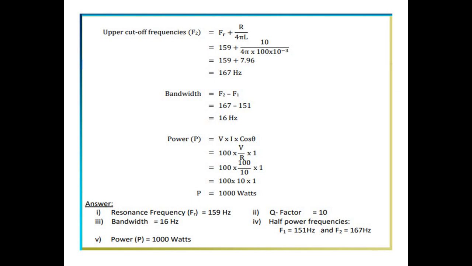And power is equal to V into I cos theta, 100 into V divided by R, 100 divided by 10 into 1. Here power is equal to 1000 watts. Answer: resonance frequency is 159 Hertz. Second, Q factor 10, bandwidth 16 Hertz. Fourth, the half power frequency, that means lower cutoff frequency F1 is 151 Hertz, upper cutoff frequency F2 is equal to 167 Hertz, and power is equal to 1000 watts. Thank you.